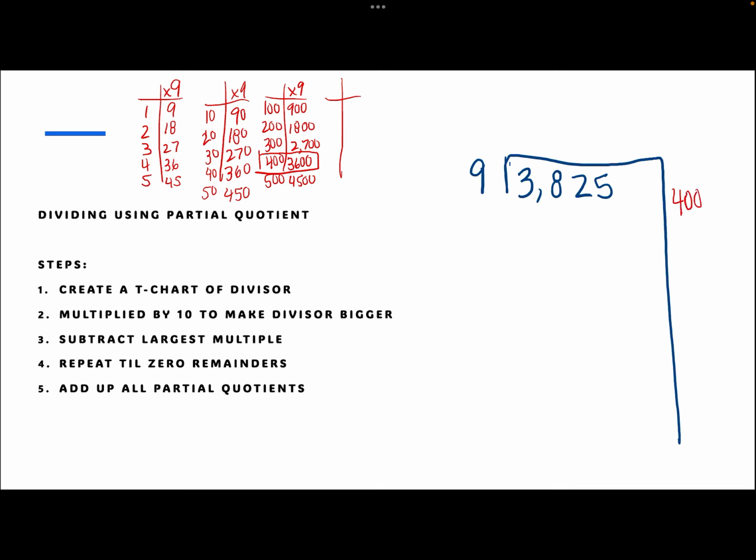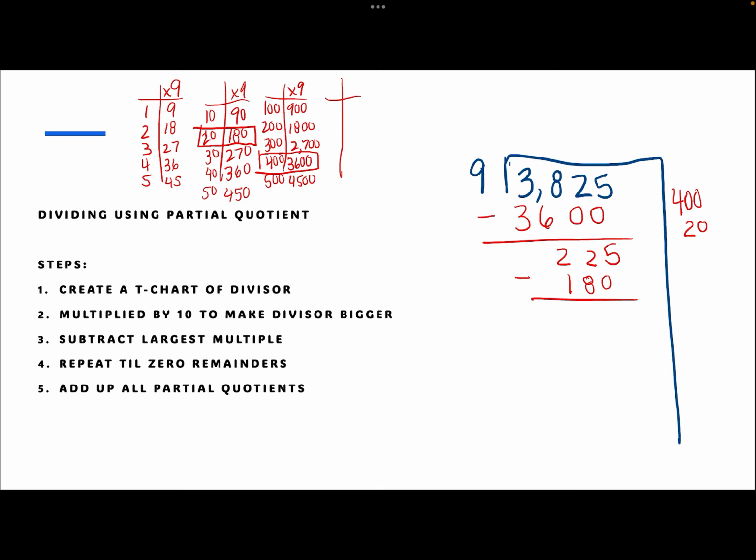We know that 400 times 9 would give us 3,600. So now I would subtract. Step 3. Okay, so I have 225. I would go back to my T-chart area and figure out which number is as close as we can to get to 225 without going over. So without going over, we have about 20 groups of 9. So I'll put the 20 on the outside, and that gives me 180.